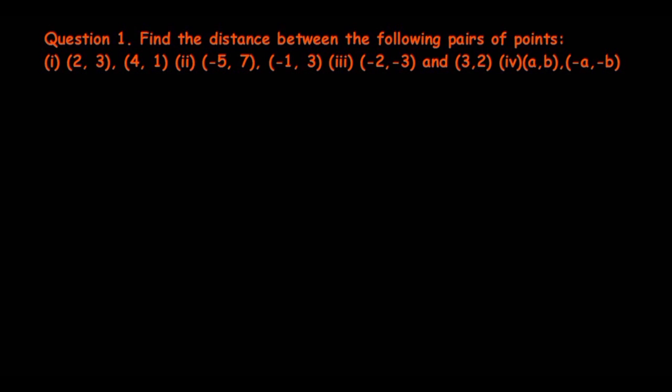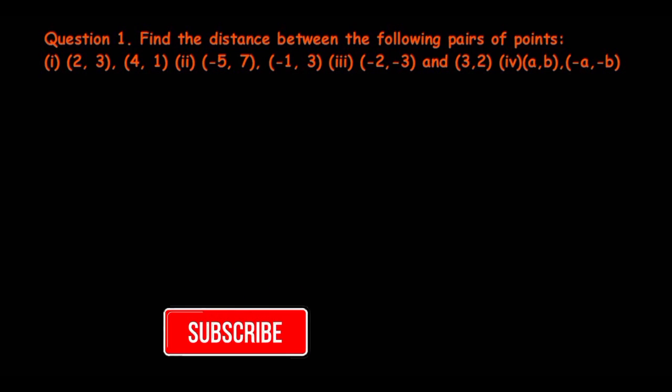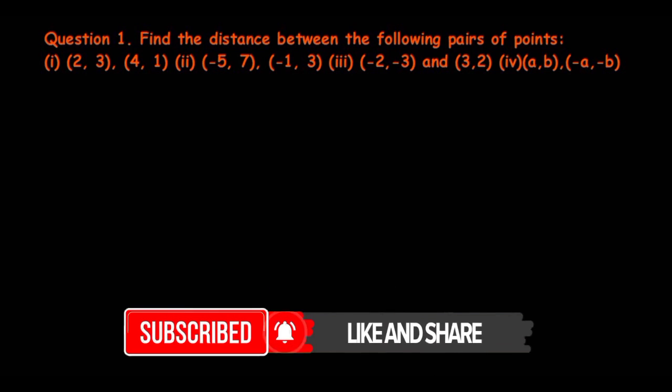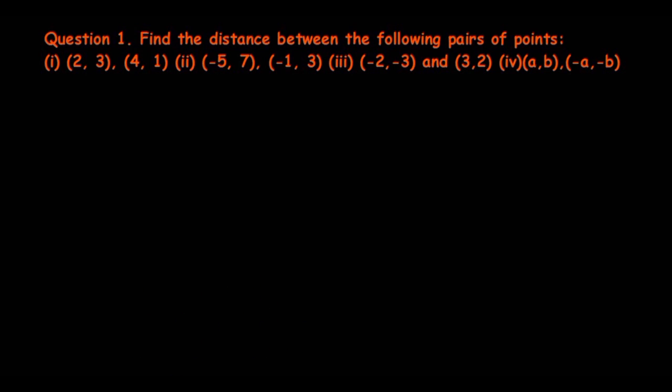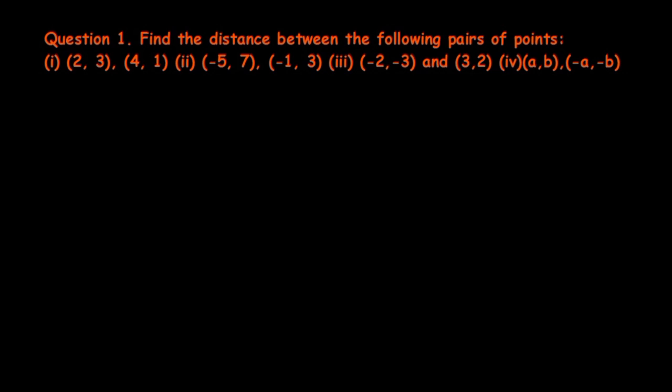In this class we are going to learn 10th standard coordinate geometry exercise number 1. It's a very important chapter for the board examination. The first question is: find the distance between the following pair of points. Before discussing this, you must know what the distance between two points is, because in this problem we are going to find the distance between two points.